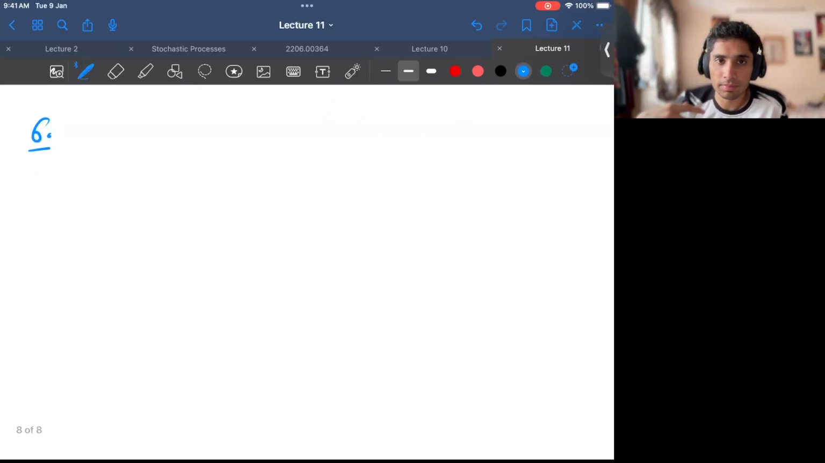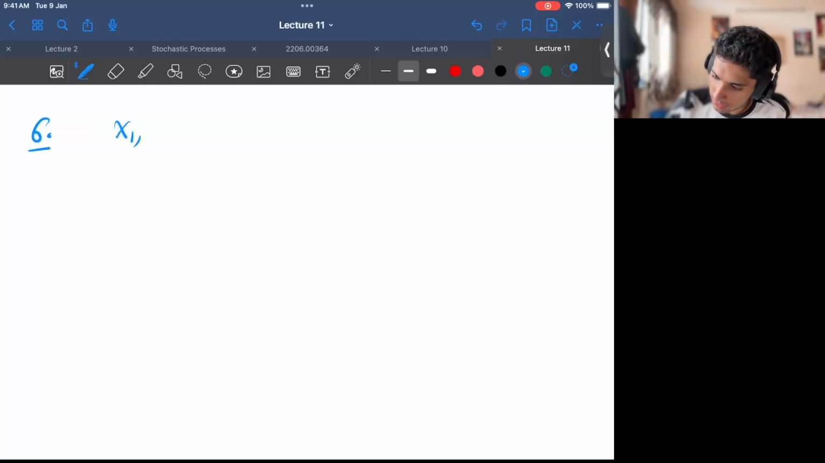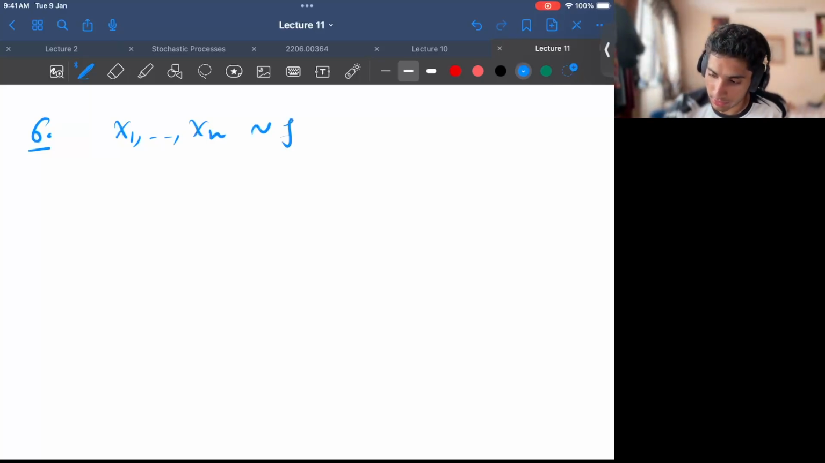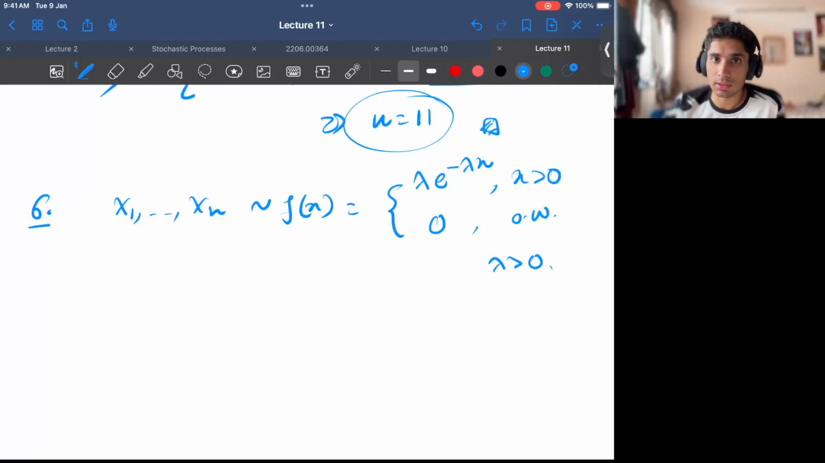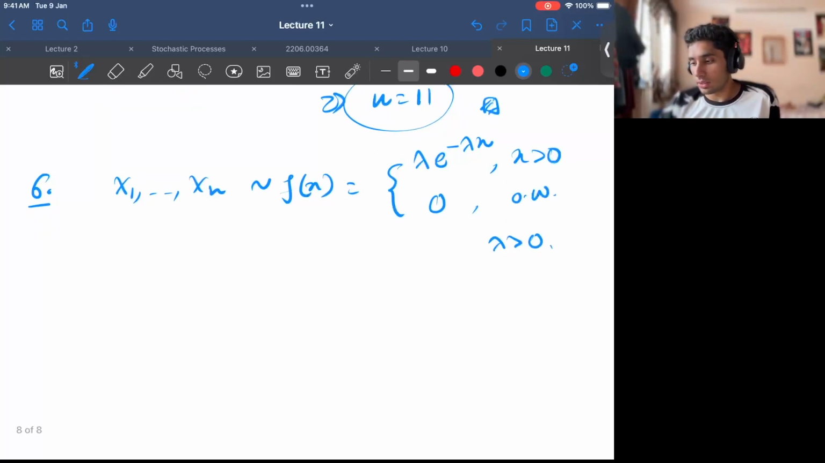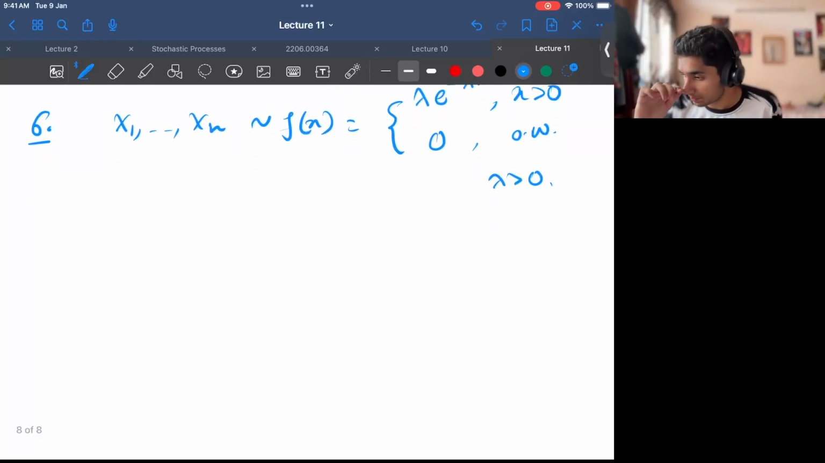So now you are given again x1 till xn, random samples. They are coming from a density function f of x, which is equal to, so it's an exponential distribution basically, lambda e raised to minus lambda x if x is greater than 0, and it is 0 otherwise. Okay, so usual, lambda is greater than 0. This is your exponential distribution basically.